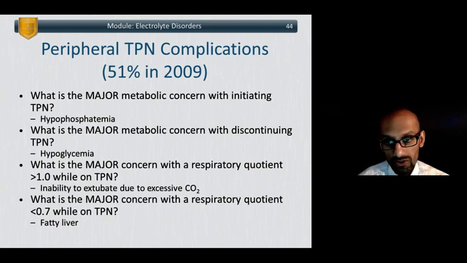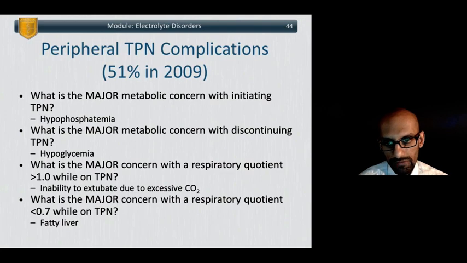The major metabolic concern with discontinuing TPN is hypoglycemia, because TPN contains both insulin and a glucose source, and when you cut it off, the insulin tends to outpace the carbohydrate component of TPN, because you typically give insulin alongside the TPN. Therefore you're in this phase where the insulin is still there but the carbohydrate isn't, and you end up getting hypoglycemic.